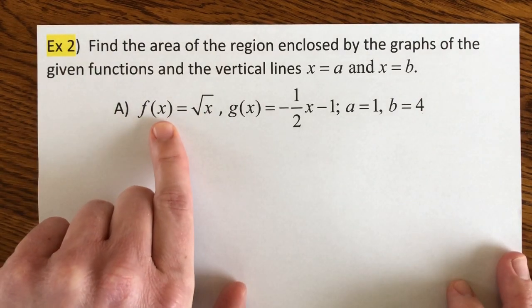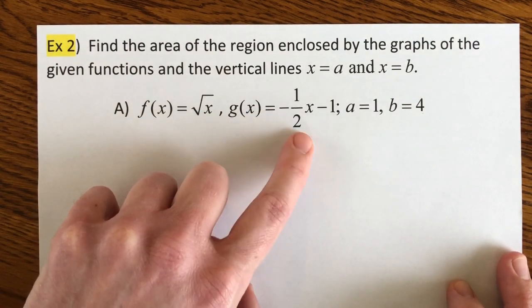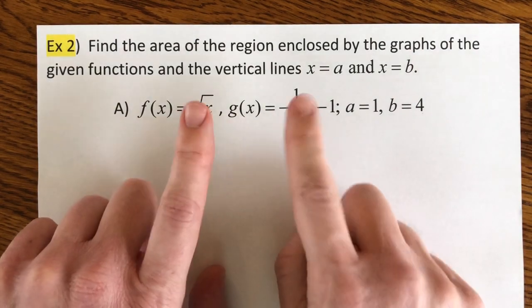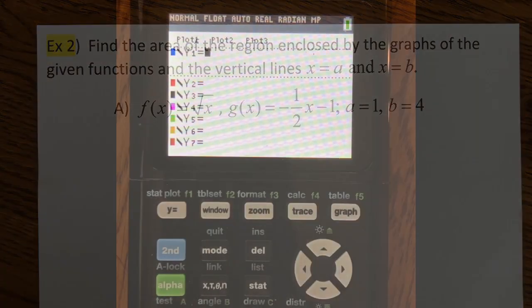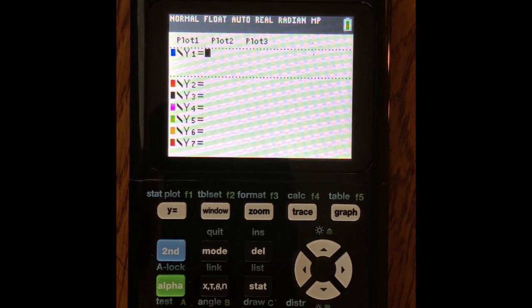We're given the function f of x and the function g of x. Our first step is to put both of these in our calculator to determine which graph is greater than the other, because we have to make sure we put that first into our definite integral we're about ready to set up. So let's take a look.